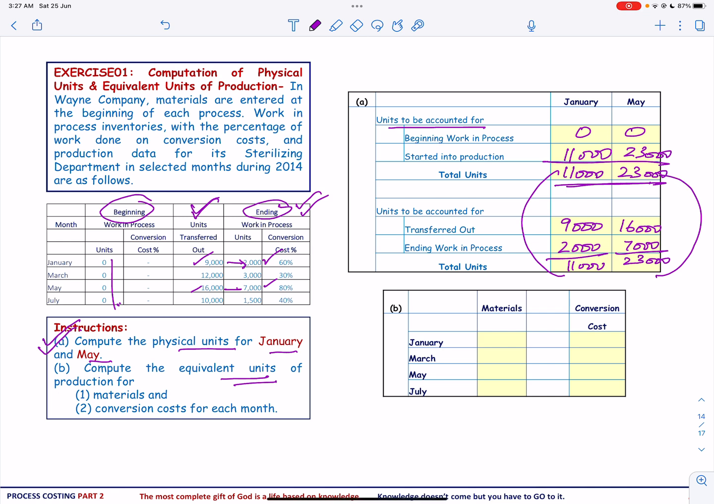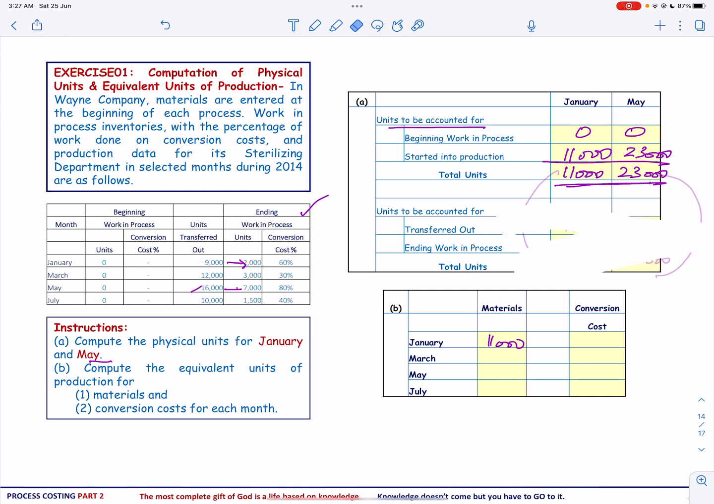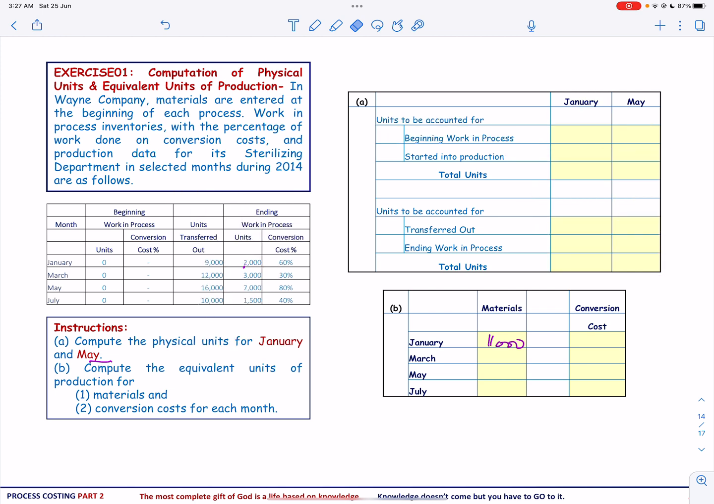Next, we compute the equivalent units. First of all, material is 100% complete. So 9 plus 2 is 11. Nine plus 2 is 11. 12 plus 3 is 15. 16 plus 7 is 23.